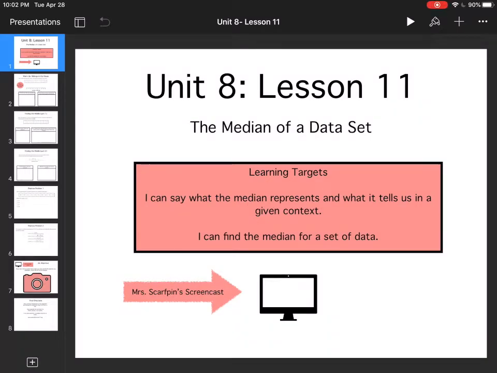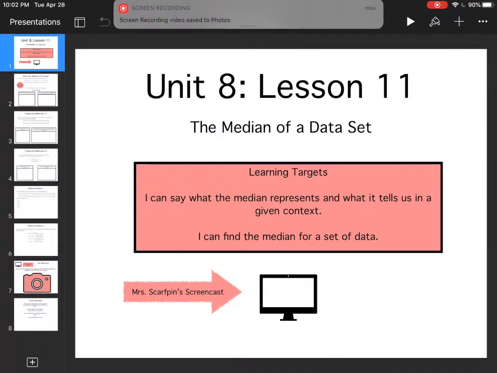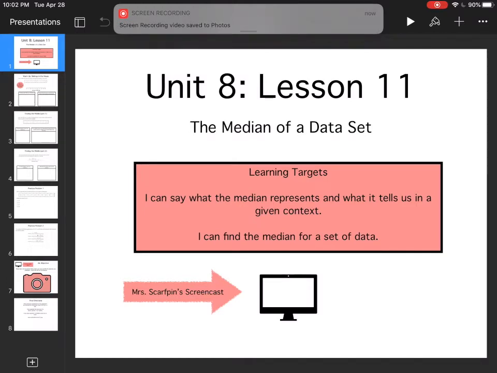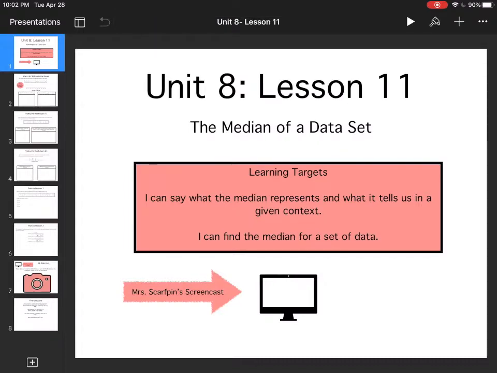Lesson 8, Unit 8, Lesson 11, the median of the data set. So I can say the median represents what it represents and what it tells us about the data in the given context, and that you can find the median for a set of data.